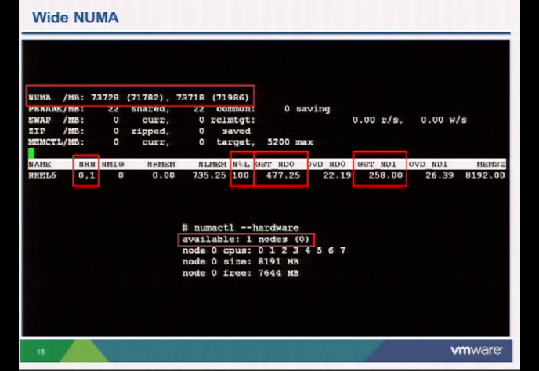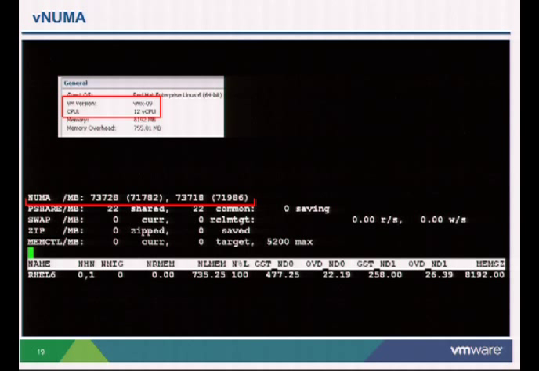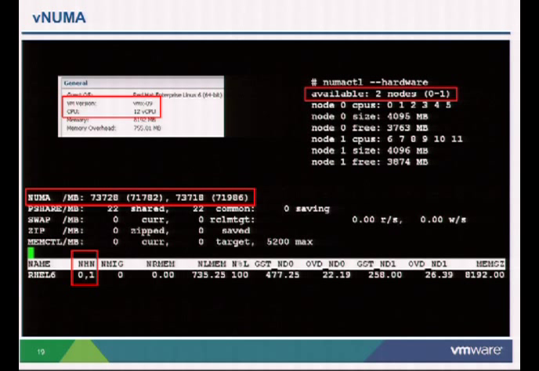This is because we do not expose the NUMA topology to the guest OS. But that is changing with ESX 5.1. With ESX 5.1, if you have vCPU count greater than 8, and your virtual hardware version is 8 or greater, we still have the same 2 NUMA nodes, but the guest also will see 2 different NUMA nodes now.